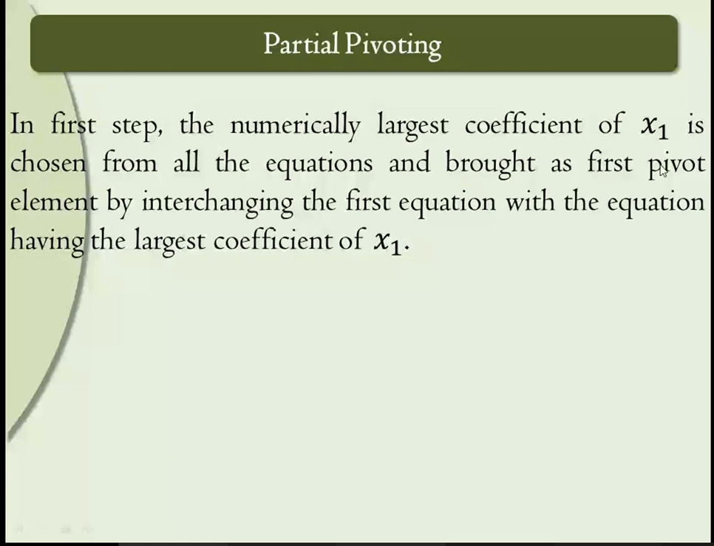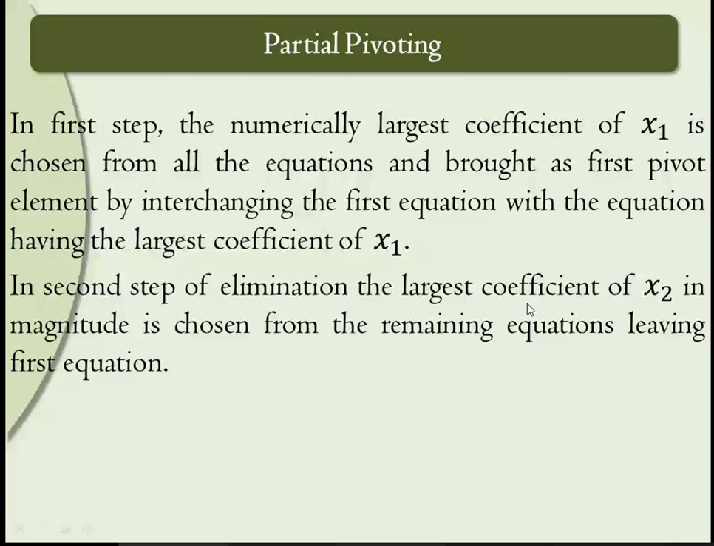Then take that equation as the first equation. Then make the coefficient of that equation 1 and remove x1 from the other equations. Then, in the second step, after removing x1 from the other equations, exclude this first equation, and from the remaining equations, check which equation has the largest coefficient for x2. Then take that as the second equation, and from that get the value of x2, remove that x2 from the remaining equations, and like that we have to continue.